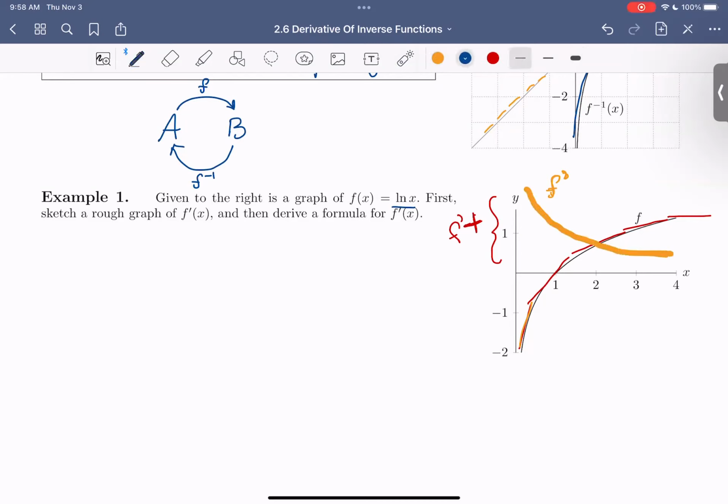All right, so now let's go about actually computing what that derivative is. So we don't have a formula so far for the derivative of ln of x, but what are some things we know about the ln of x function?